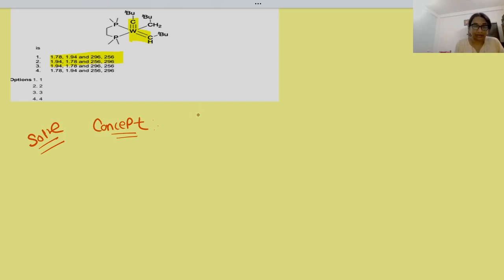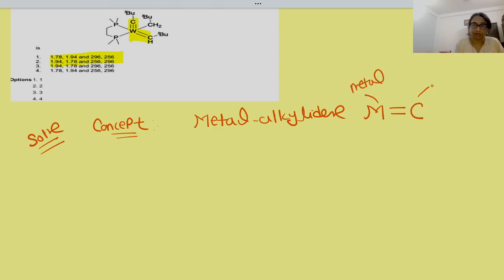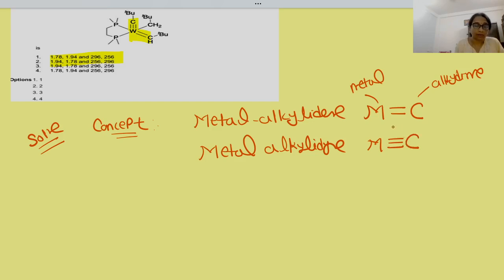For the metal alkyl, two types of bonds are given. Number one is the metal alkylidene, that is the M double bond C, where M means metal and C is for the alkyl. And the second option is the metal alkylidyne, that is the triple bond, given as M triple bond C. Which has a longer bond length?